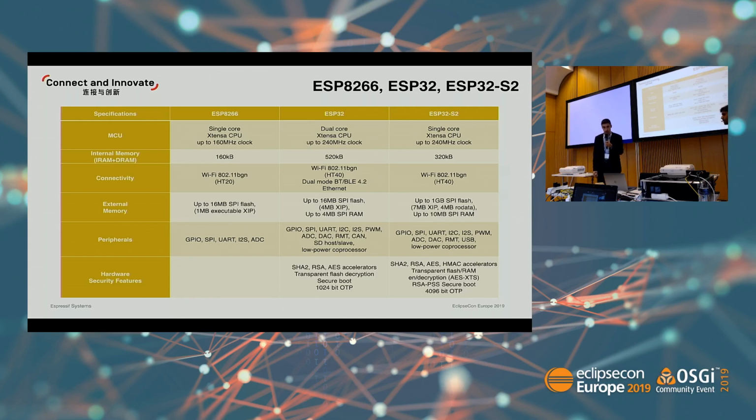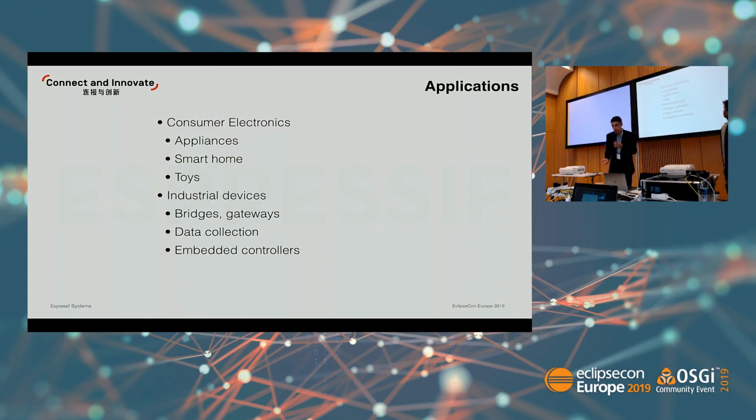So ESP32S2 doesn't have 2 cores and it doesn't have Bluetooth, but it is quite a step up in terms of security. So what kind of applications are we primarily targeting? Most of our customers are in the consumer electronics market. So things like appliances, air conditioners, washing machines, home floor sweeping robots, and so on. Toys, all kinds of Alexa-like devices, so smart assistants, Bluetooth speakers, and so on.